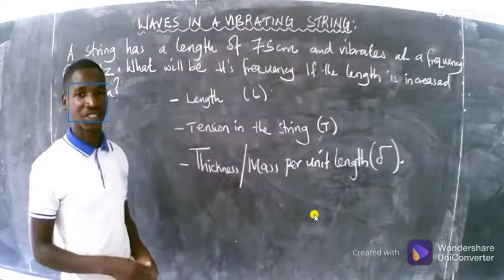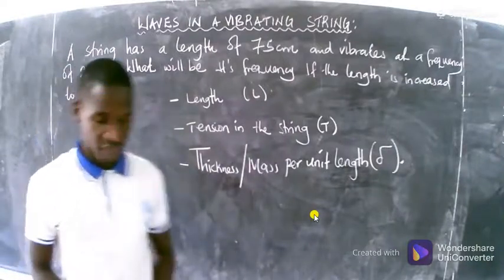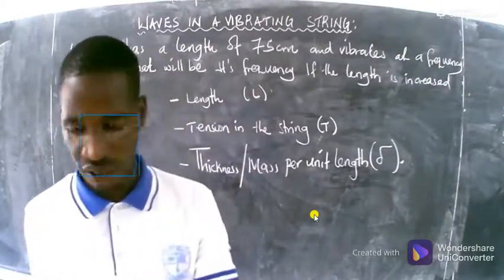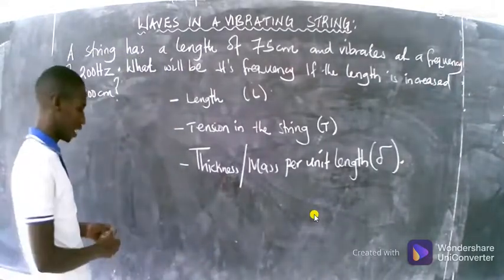So these are basically 3 factors which affect the frequency of oscillation in a vibrating string. 1, tension in the string. 2, length of the string. And 3, the thickness of the string, or the mass per unit length of a string. Good. Let's talk about the length of the string.